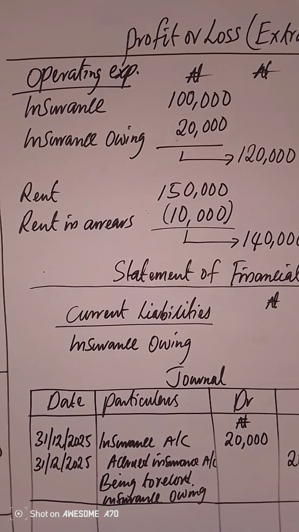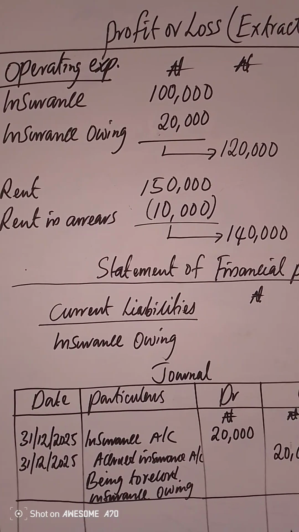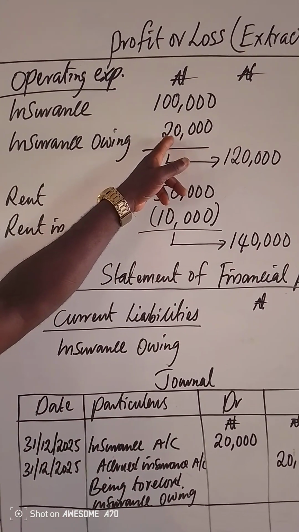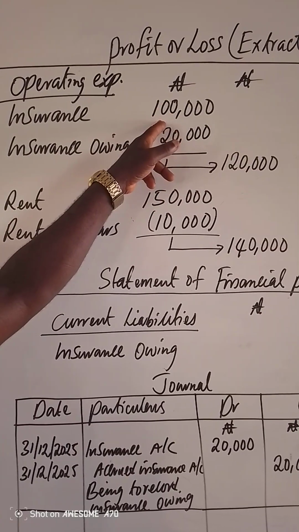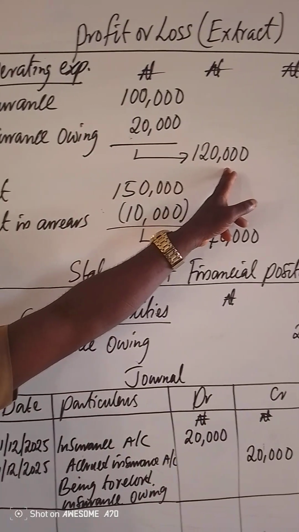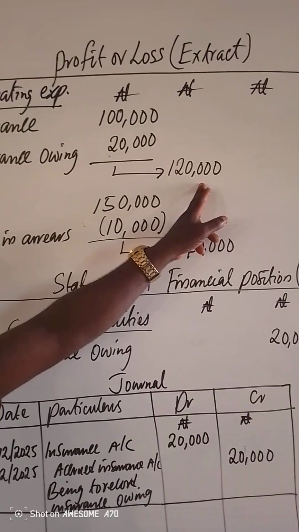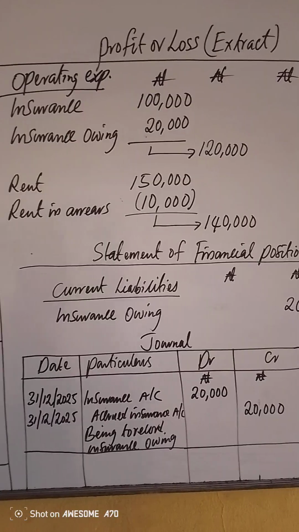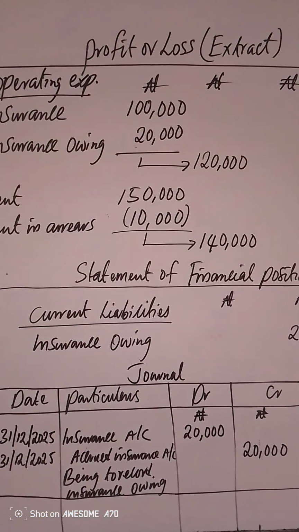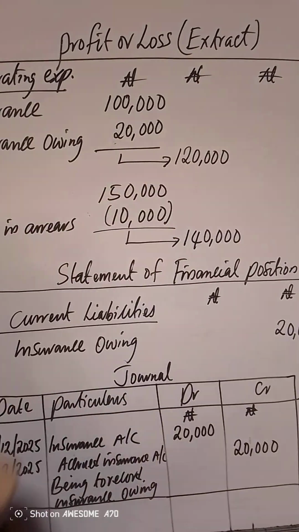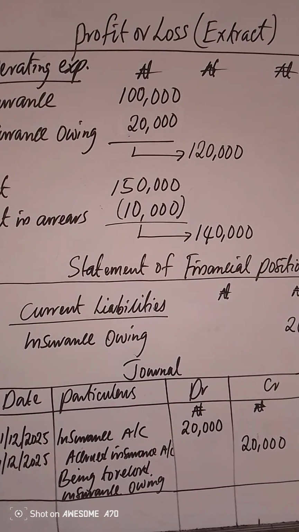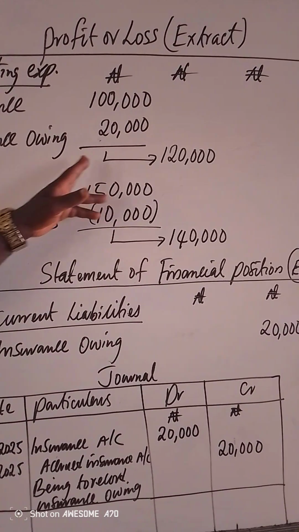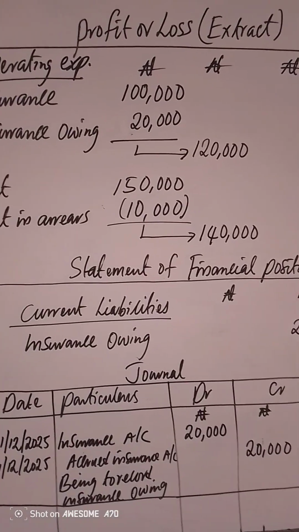Then you come and pick the 20,000 that was owing, or accrued, or in arrears in the current year, and then you add. Look at it: 20,000 plus 100,000 gives you 120,000. This is what is called adjustment. The 20,000 that was owing in the current year is added to the actual amount of insurance paid in the current year to give you 120,000, which becomes the actual amount that is supposed to be paid, while only 100,000 was paid. This is how to adjust owing of the current year.